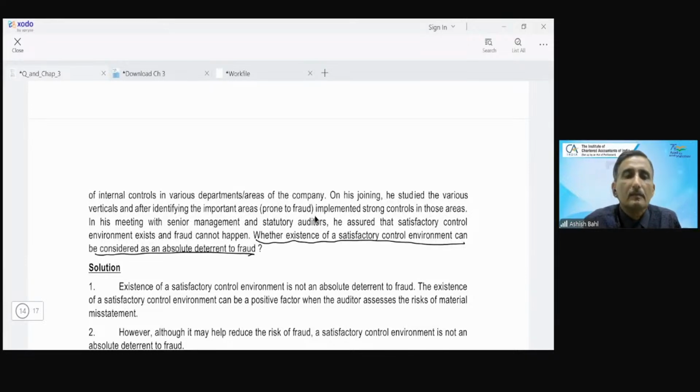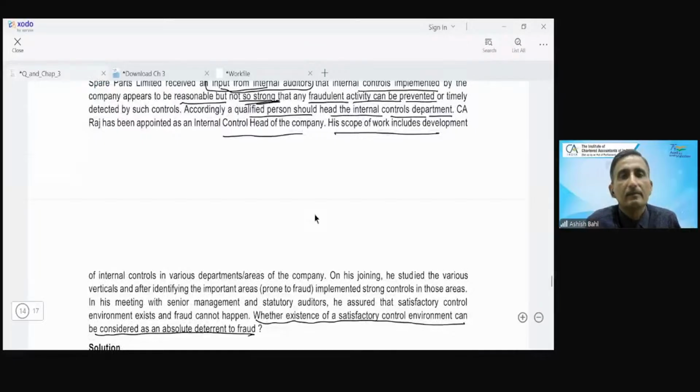Yes. How would you attempt this question? Yes, anyone? How would you attempt this question? Yes, Gurmeet. How would you attempt this question? What are you going to write? Yes, Tejaswin has answered.